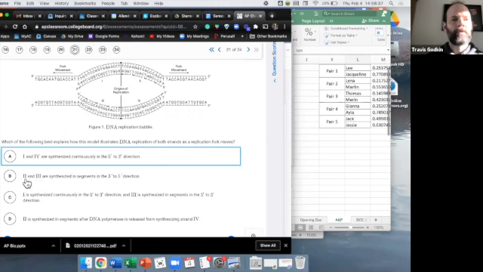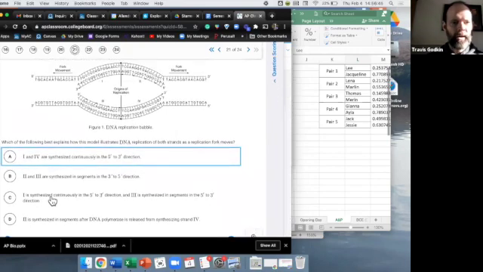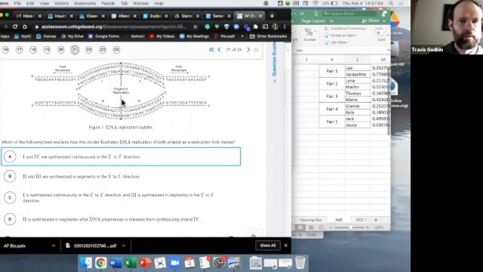3 and 5 or 2 and 3 are segments, but they're going 3' to 5'. That's not correct. And then 1 is synthesized continuous from 5' to 3', which is correct. And 3 is synthesized in segments from 5' to 3'. Wait, that's right. 5 to 3, 5 to 3. 1 and 4 are synthesized 5, write down 5 prime to 3 prime. 1 and 3.